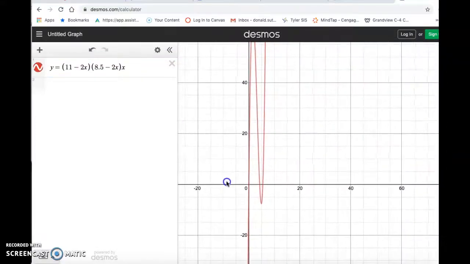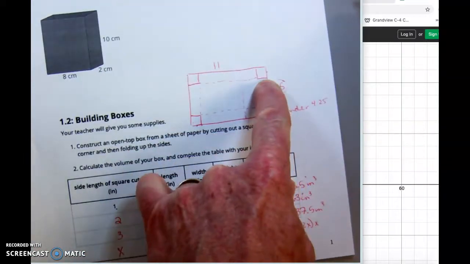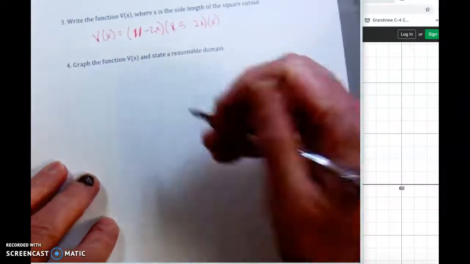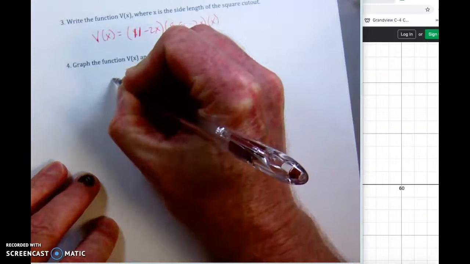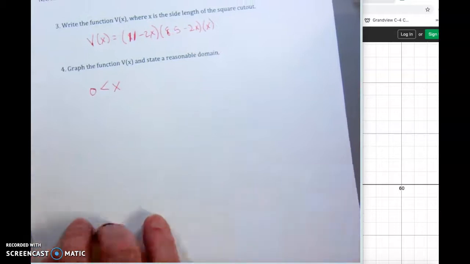All right, so let's zoom in here and think about what's happening. If our x values represent the cutout that we were using, remember, going back over here, x represents how big the cutouts are. Let's think about this. Could x values be negative? No, so that means x has to be bigger than 0. So I'm going to say x has to be greater than 0. You've got to cut something out. It can't be a negative number.